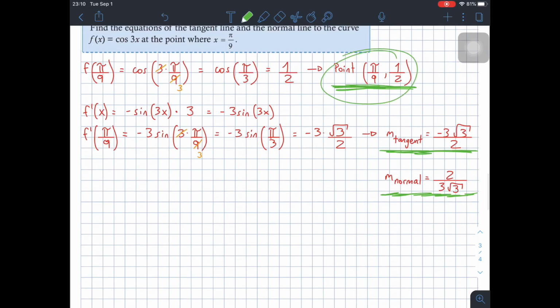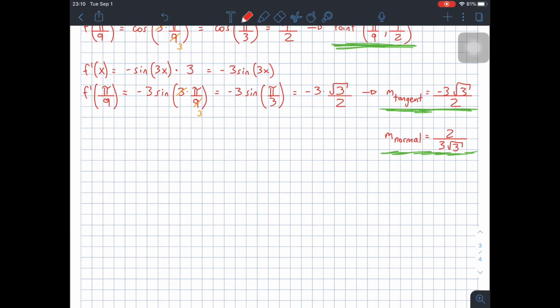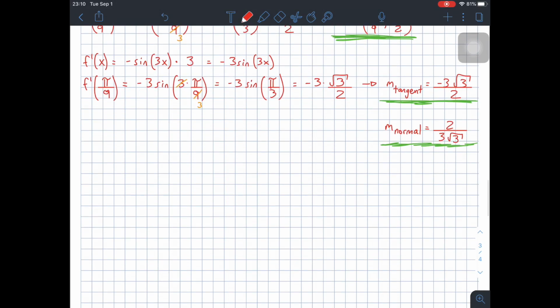So there we have the other important piece of information we needed. We already have the given point, we already have the slope of the tangent and the slope of the normal. So with all of that information, we can now determine the equations. First of all, we can determine the equation of the tangent line. I'm going to write: equation of tangent line.